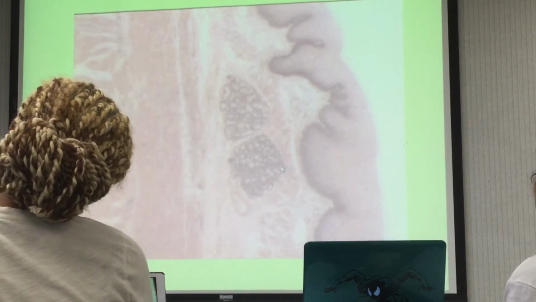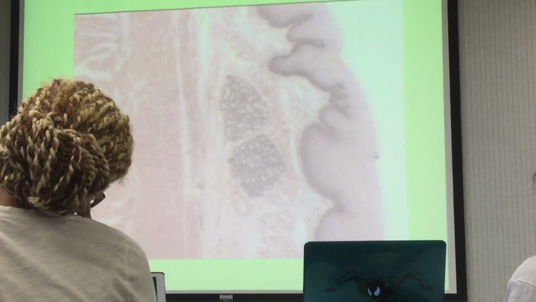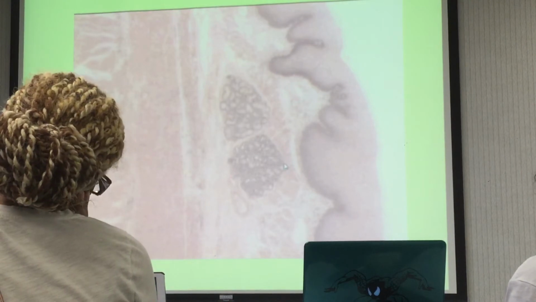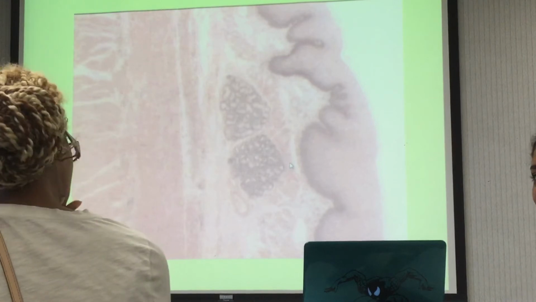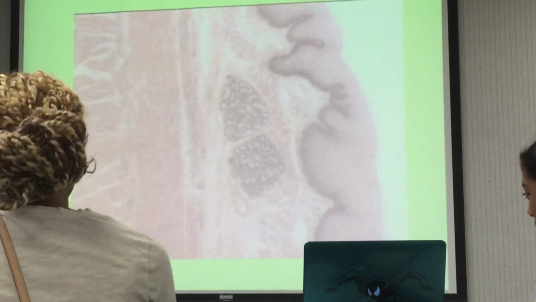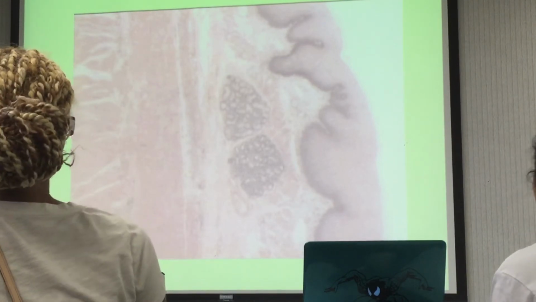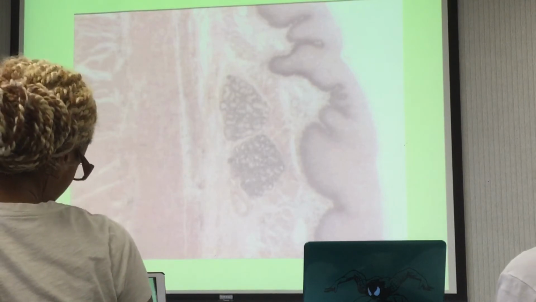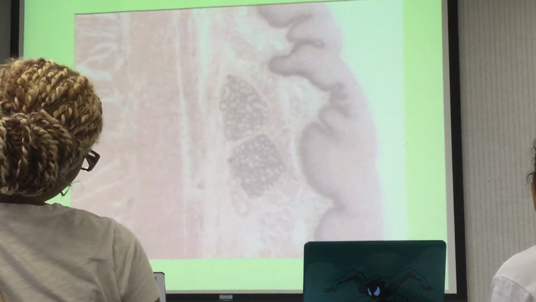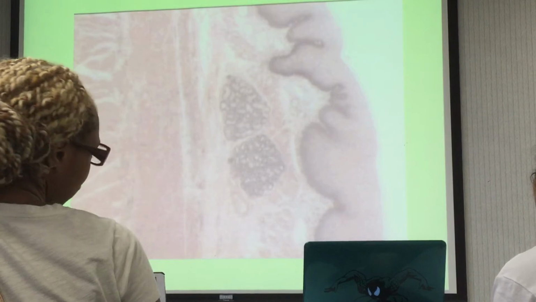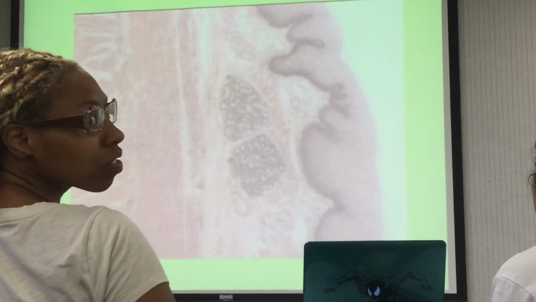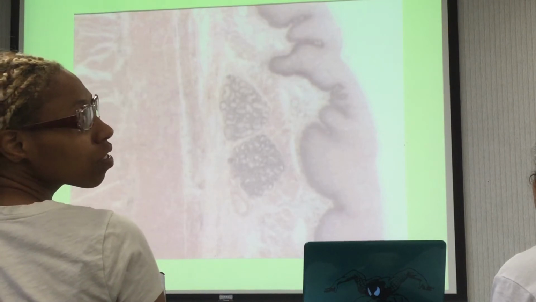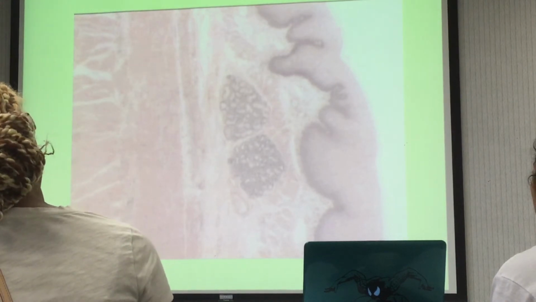From here to here, what layer of the esophagus am I looking at? Mucosa. This is the mucosa. And mucosa is made of 3 parts, right? What are the 3 parts? You should know it. You had the exam over this. Epithelium, right? So you have epithelium.